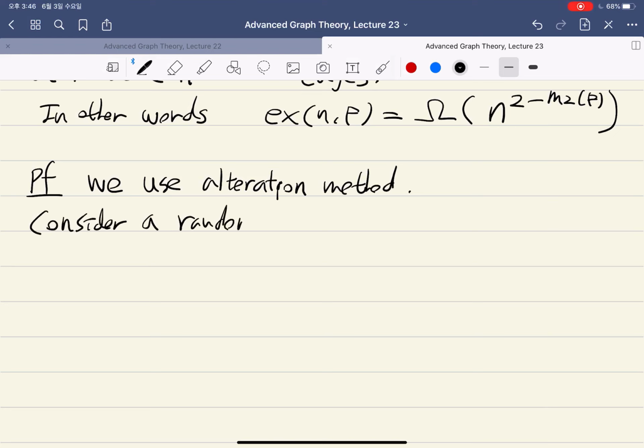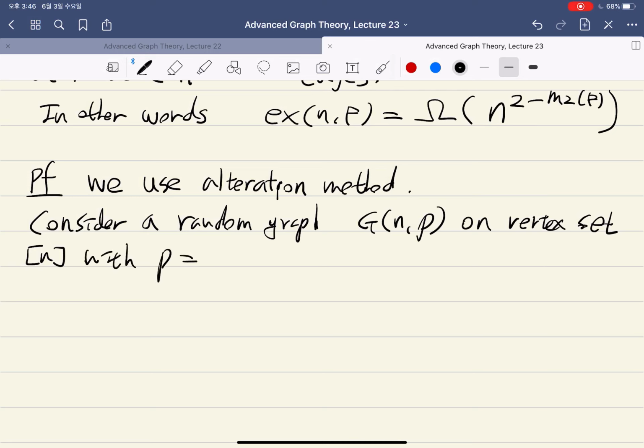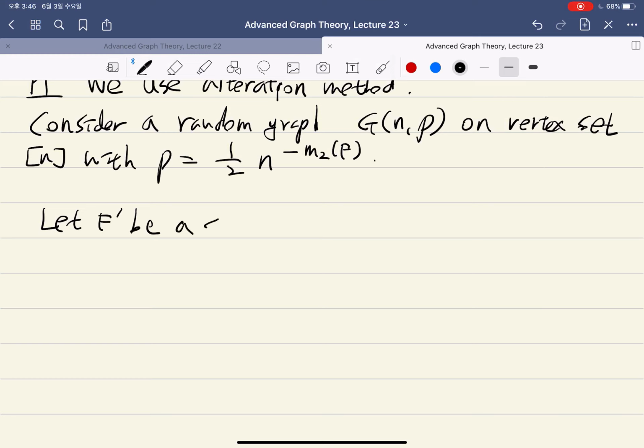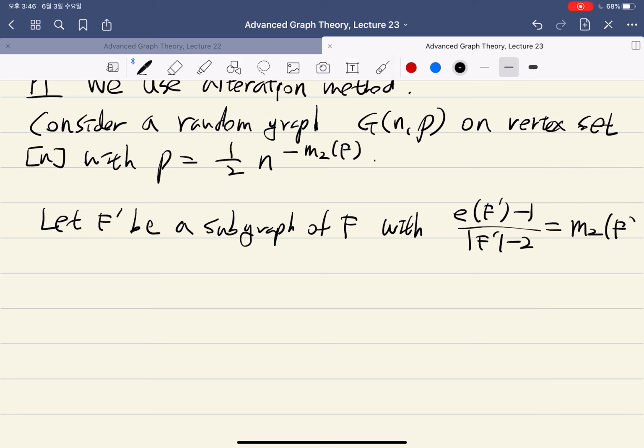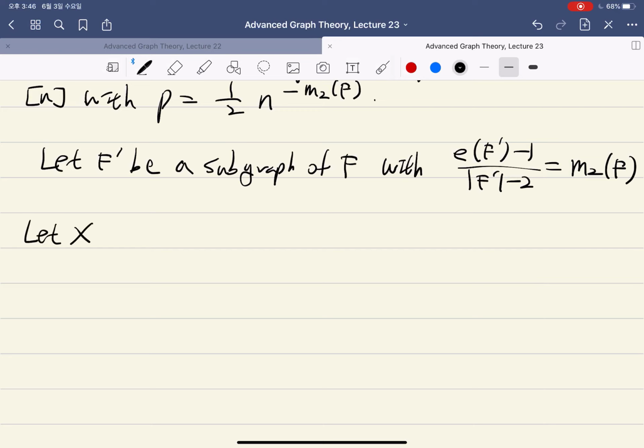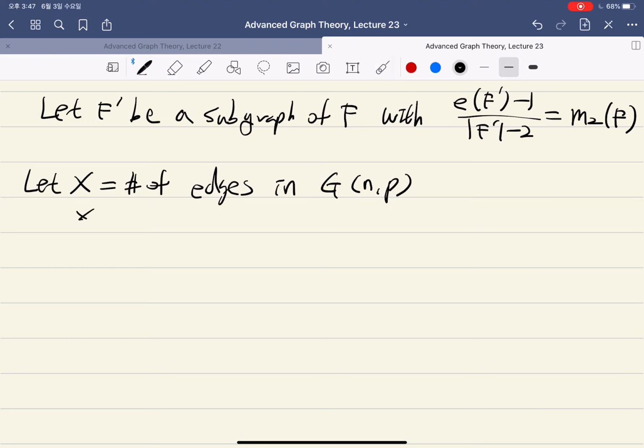Consider a random graph G(n,p) on vertex set [n] with p being, say, half times n to the minus 2-density of F. And let F prime be a subgraph of F which achieves the 2-density of F. So now let X be the number of edges in this G(n,p), which is a random variable, and Y be the number of distinct copies of F prime in G(n,p).